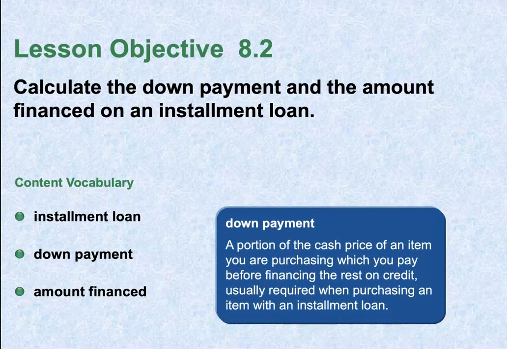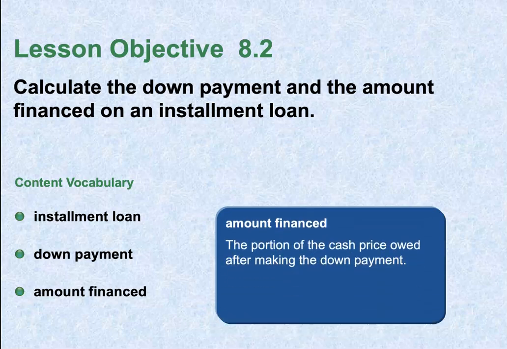Most of the time, you will need to put on a down payment on these loans. That's the portion of the cash price of an item you are purchasing which you pay before financing the rest on credit. Usually required when purchasing an item with an installment loan. If you're buying a car, you have to have a down payment. Buying a house, you need a down payment. And the amount financed is the portion of the cash price owed after making the down payment.